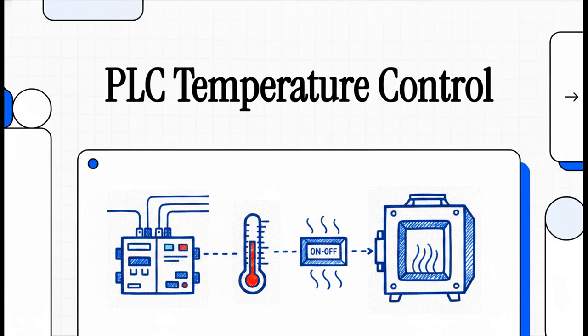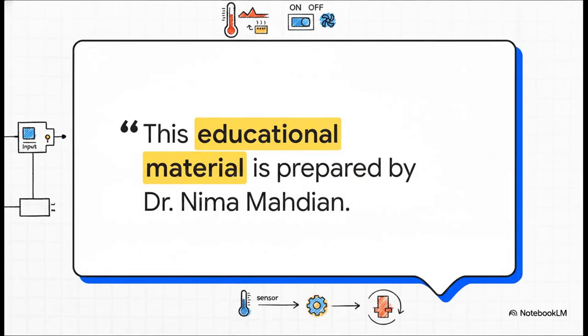Welcome to this explainer. Today, we're taking a university-level deep dive into the nuts and bolts of industrial automation. Specifically, we're going to master programmable logic controllers, or PLCs, and exactly how they manage on-off temperature regulation. If you're looking to really understand how these systems maintain such precise environmental control, you are absolutely in the right place. To kick things off properly, I want to formally introduce our source material.